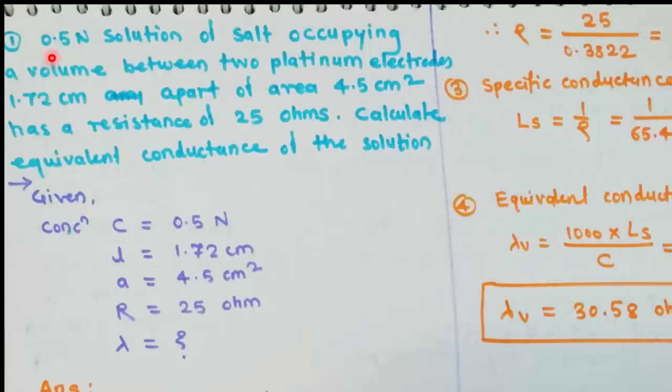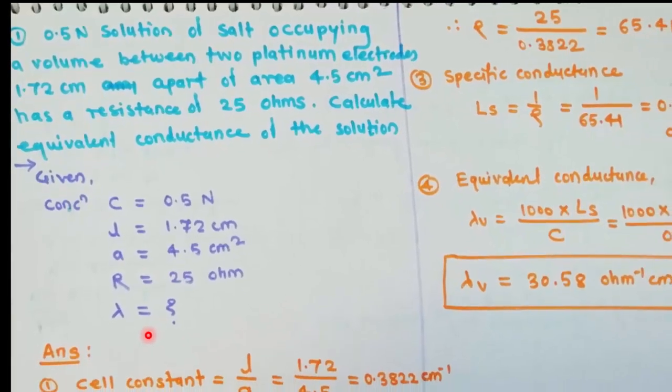Okay, so what is given? 0.5 normal solution of salt. So the concentration of salt is given, C is equal to 0.5 normal, occupying a volume between two platinum electrodes. So this solution is placed in the conductivity cell, and the distance between the two electrodes is given, that is L is 1.72 centimeter, and the area of this platinum foil is 4.5 centimeter square. Now this solution has resistance 25 ohm, therefore R is equal to 25 ohm. So calculate equivalent conductance, that is lambda is equal to question mark.